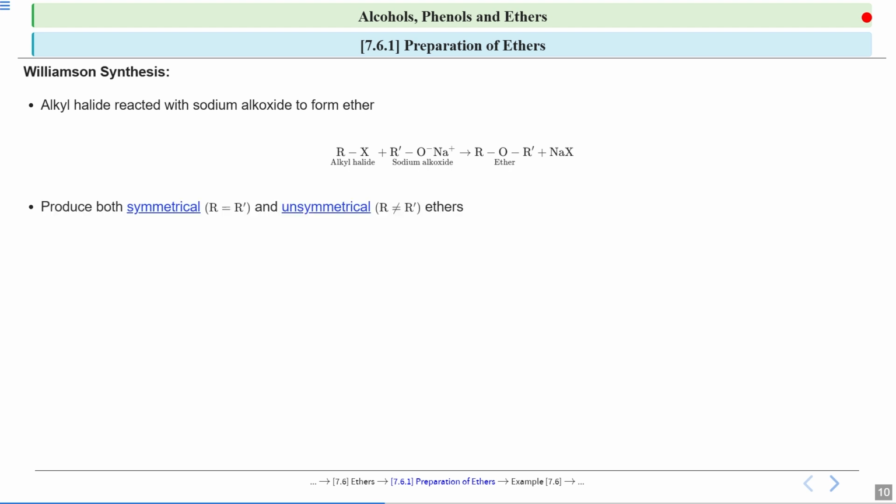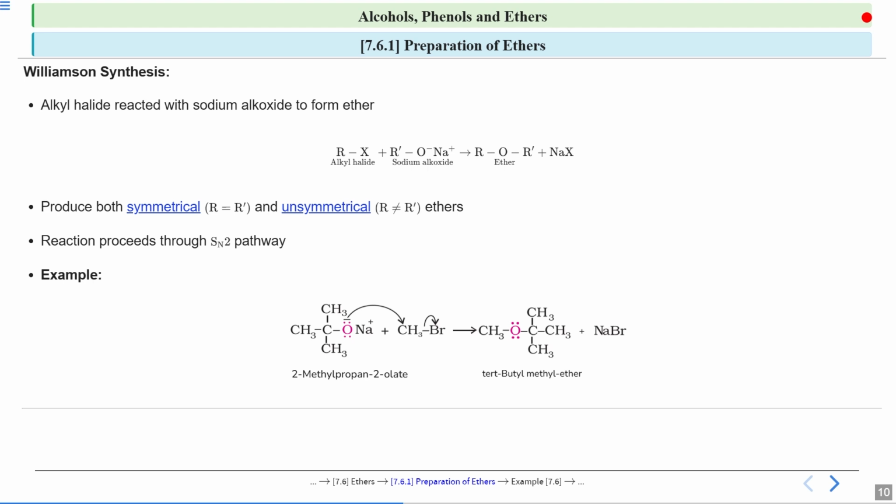Now here you can produce symmetrical and unsymmetrical ethers. If your R and R dash group are the same, there will be a symmetrical ether, and if the groups are different, then there will be unsymmetrical ethers. Now this reaction proceeds through an SN2 pathway, that is, your nucleophile will attack from the backside. So it is going by the SN2 pathway, that is, a bimolecular substitution reaction.